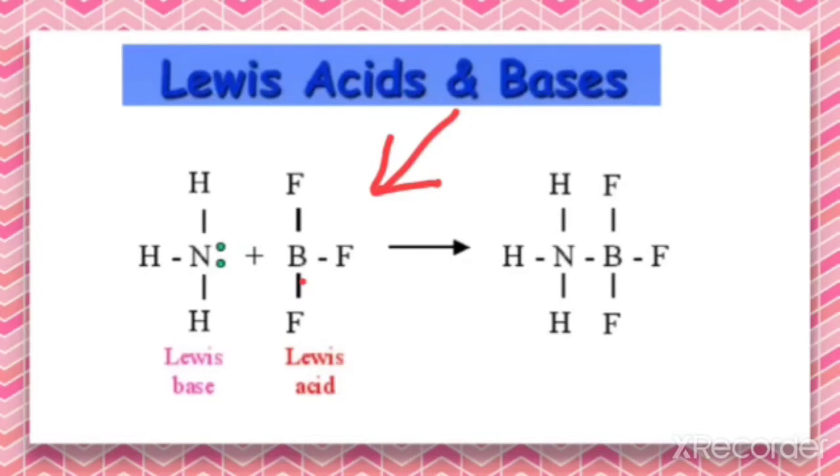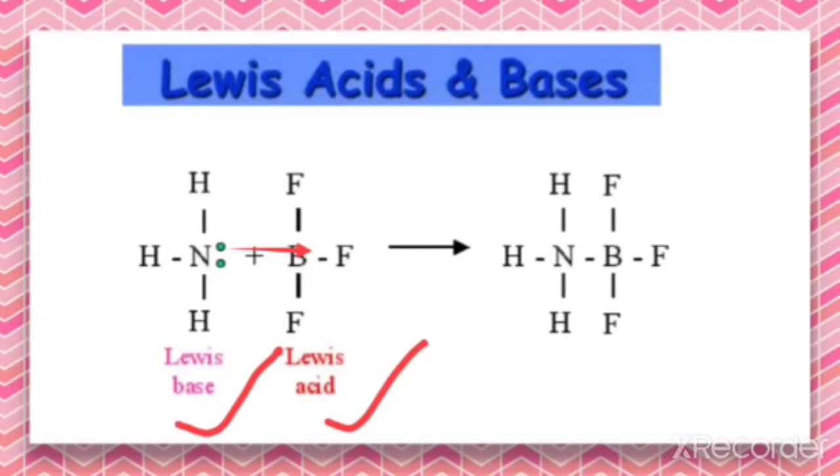So in that case, BF3 requires a lone pair in order to stabilize, and this is done by the donation of electrons from NH3 to BF3. So here, the donor of the electron pair is NH3, which acts as a Lewis base, and the acceptor is BF3, which acts as a Lewis acid. This results in the formation of a bond between them.